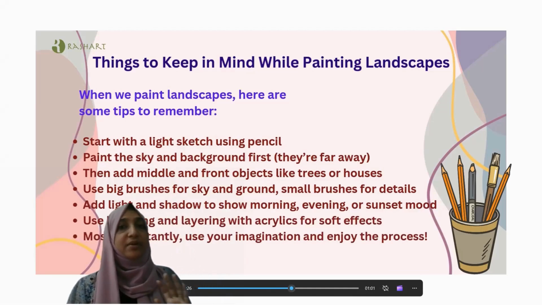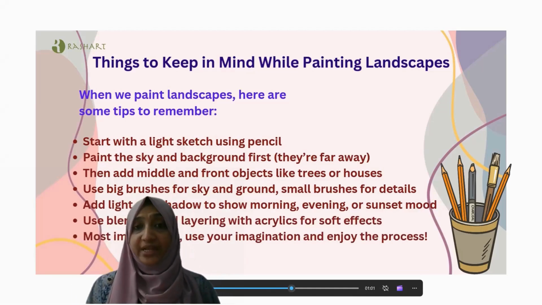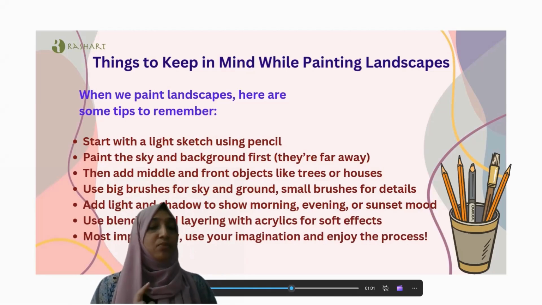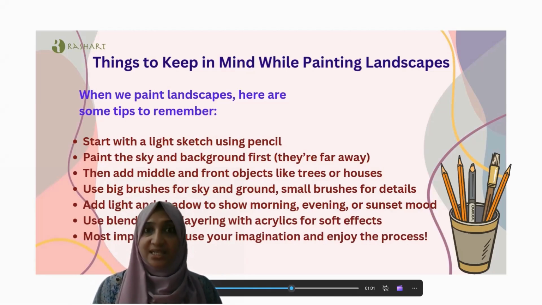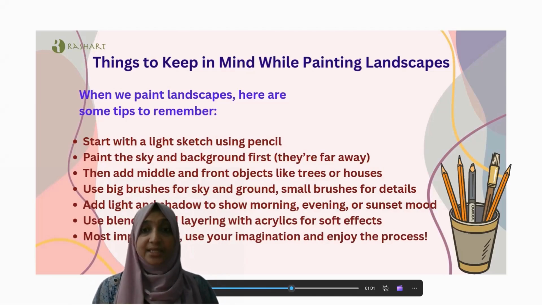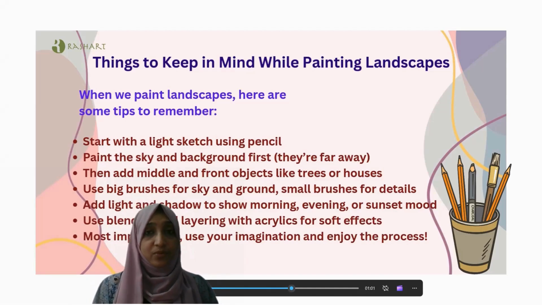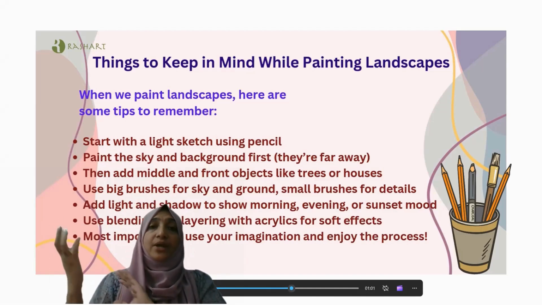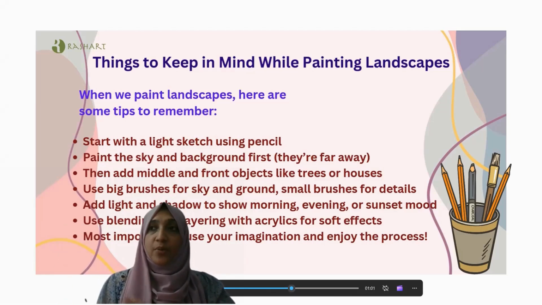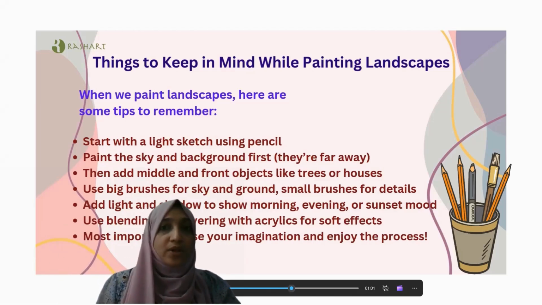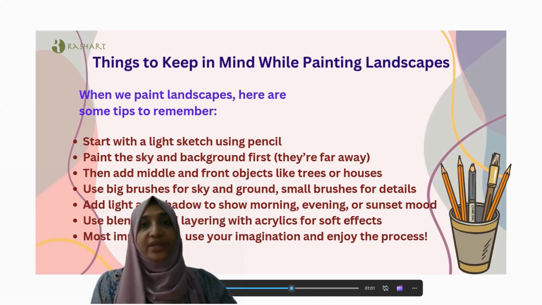What are the moods? Different moods are there for the nature, right? We can see morning scenes and evening scenes, that is sunset scenes and night scenes, and many types of moods are there for nature, right? And the light and shadow. Proper light and shadow shows all the moods of the nature.